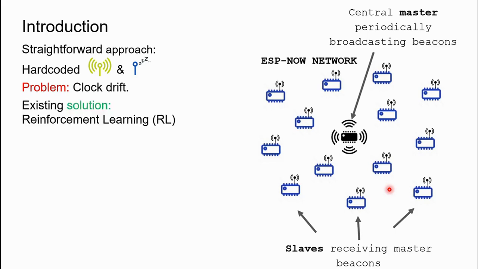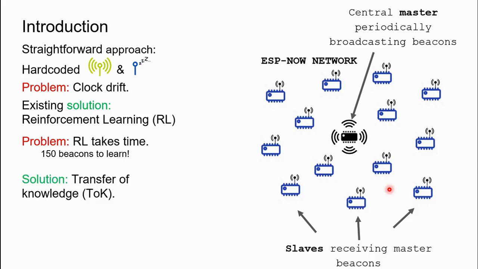One existing solution was developed by previous senior students. They have used reinforcement learning so that these blue devices can learn autonomously by themselves and figure out optimal sleep times and radio on times for themselves through trial and error while receiving and missing master packets. The problem with this solution is that RL takes time. So in their experiment, it took about 150 master beacons for the slaves to converge to their optimal values.